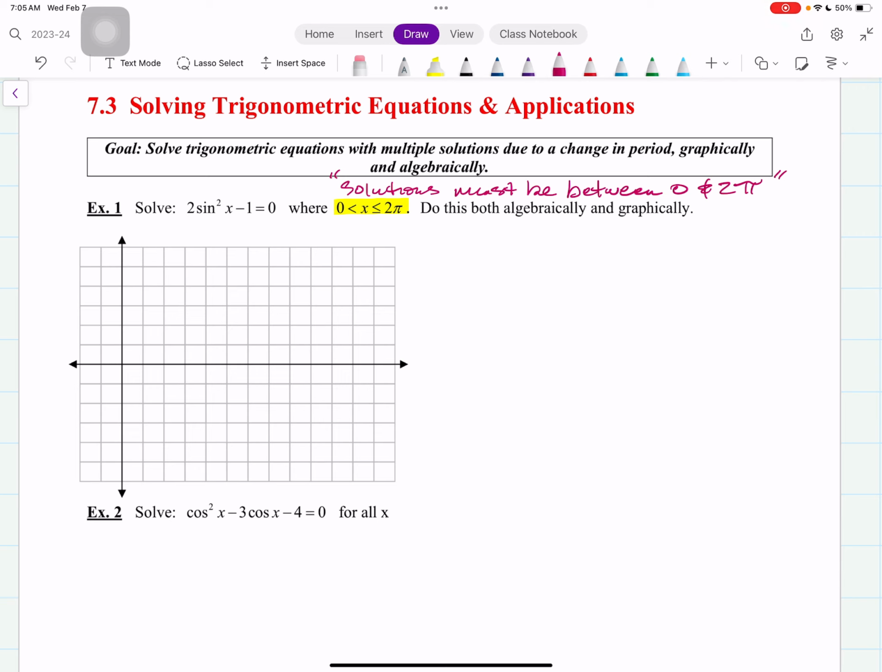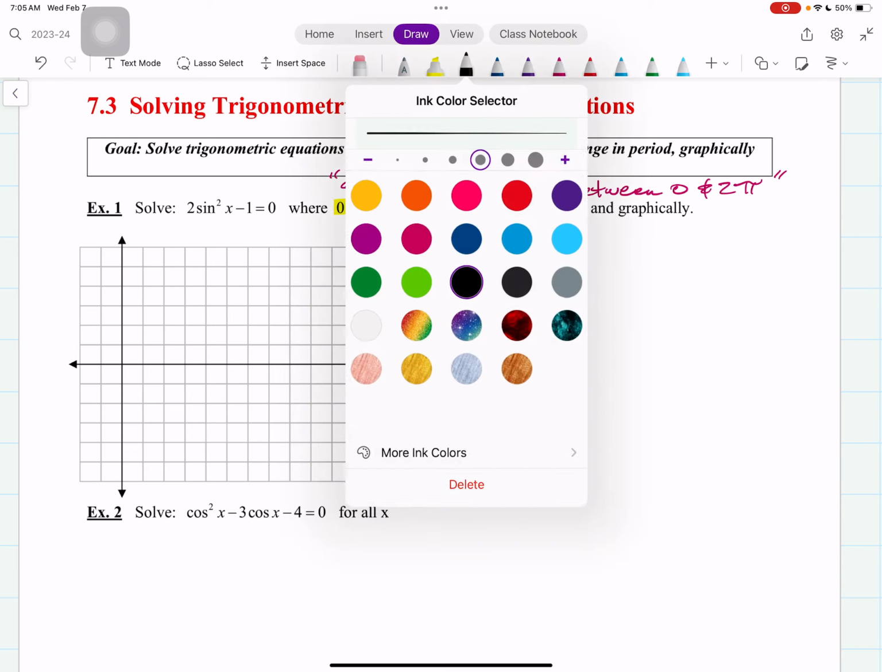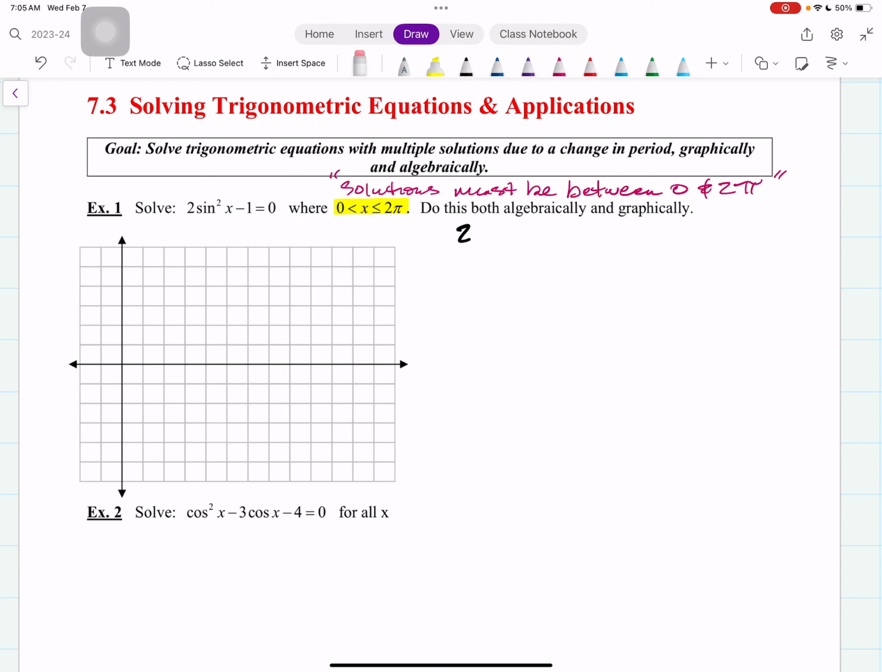Now the equation here, 2 sine squared x minus 1 equals 0, can be solved algebraically, believe it or not, without a calculator on this one. But we're going to do it graphically as well. So let me write the equation. I'm just adjusting my pens here in the OneNote. So 2 times sine squared x minus 1 is equal to 0.